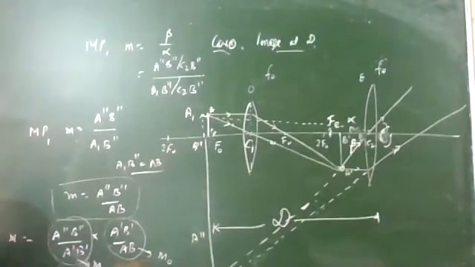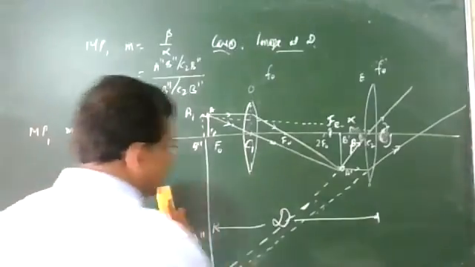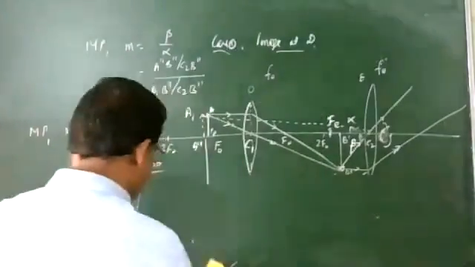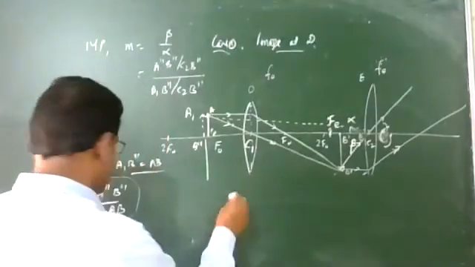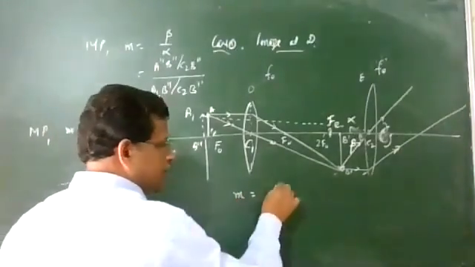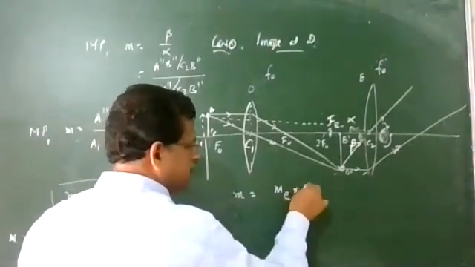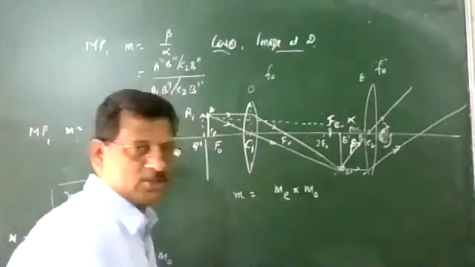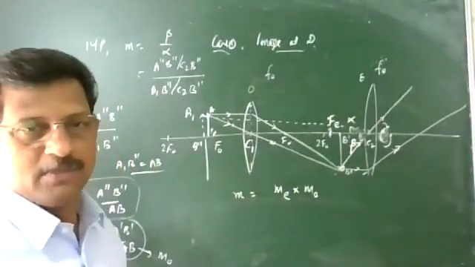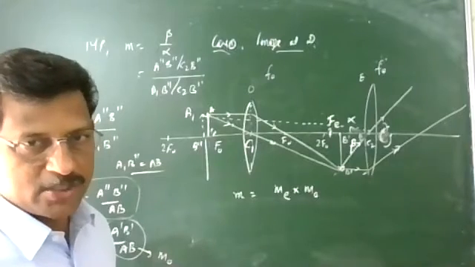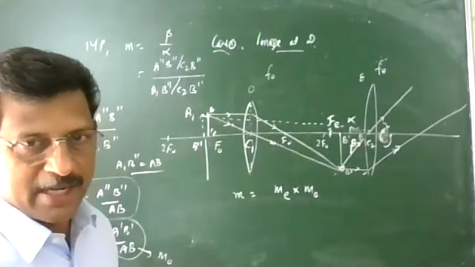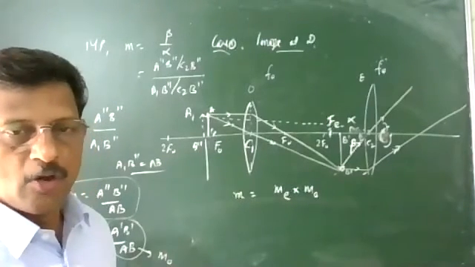So we are getting two equations here. The magnifying power M equals M_E into M_O, the product of the two. So the magnification is increased. The total magnifying power is the product of the magnification produced by the eye lens and the objective lens.